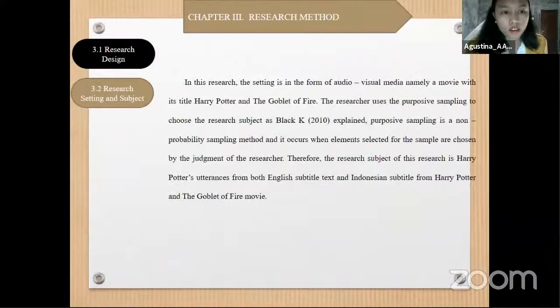Second, research setting and subject. In this research, the setting is in the form of audiovisual media, a movie with the title Harry Potter and the Goblet of Fire. The researcher uses purposive sampling to choose the research subject. As Blake explained, purposive sampling is a non-probability sampling method, and it occurs when elements selected for the sample are chosen by the judgment of the researcher. Therefore, the research subject of this research is every Harry Potter utterance from both the English subtitle text and Indonesian subtitle from Harry Potter and the Goblet of Fire movie.